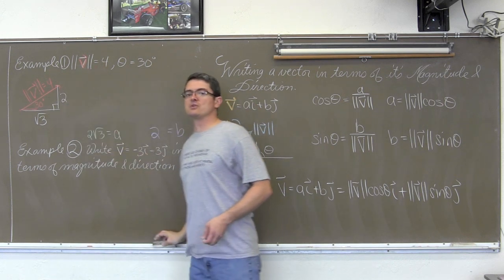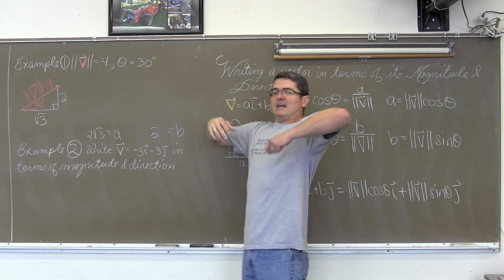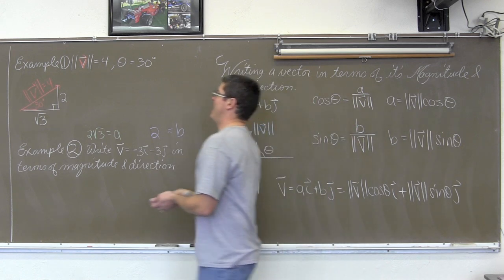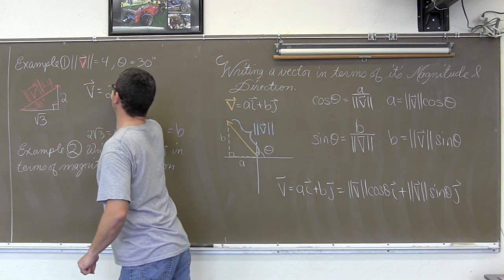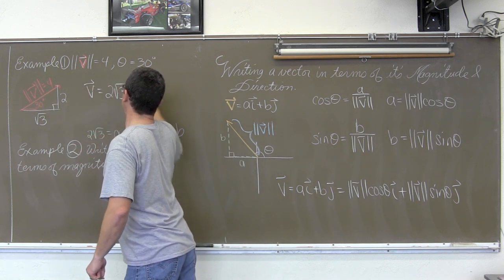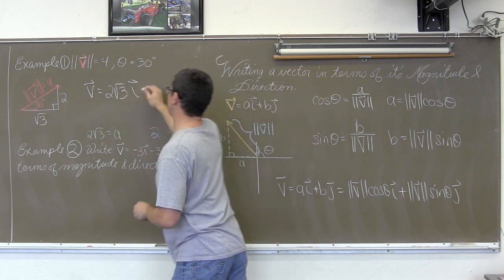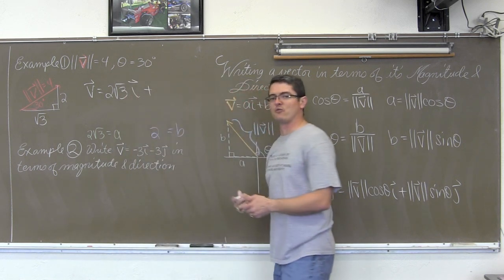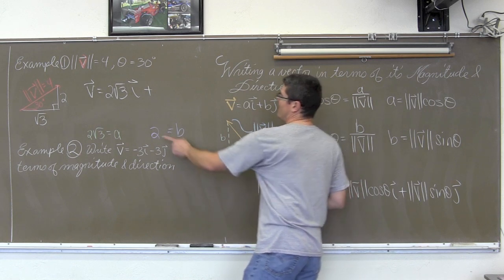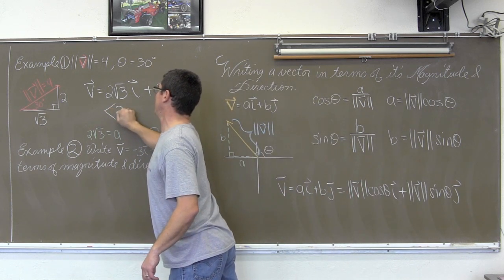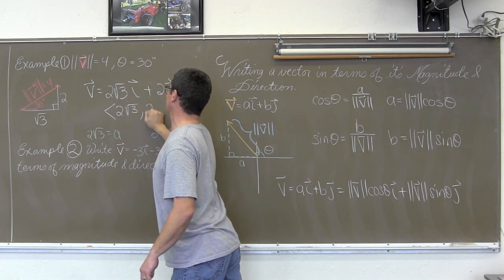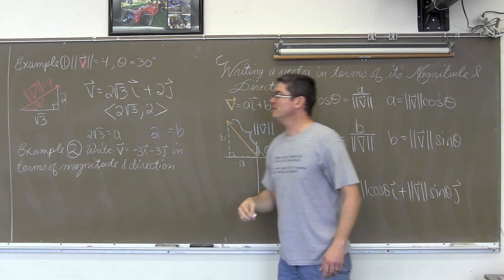So, that all being said, this vector with the magnitude of 4 and a direction of 30 degrees can be described as 2 square root of 3 i, if you're using those silly component form things, plus 2j. Or, as I would prefer to write, if my textbook used this notation more, 2 square root of 3, comma, 2.